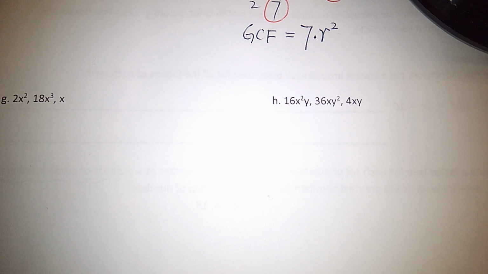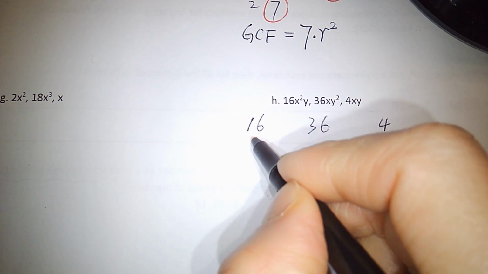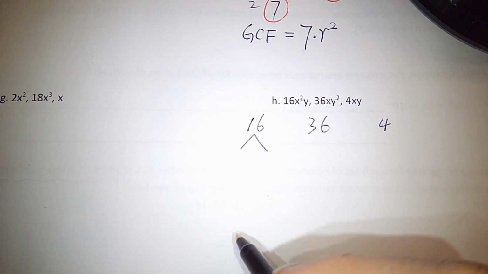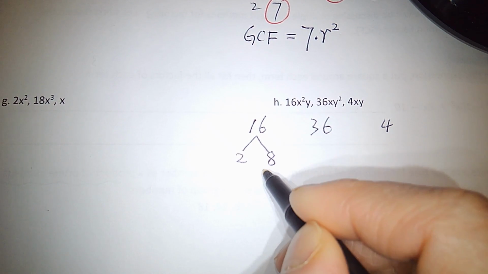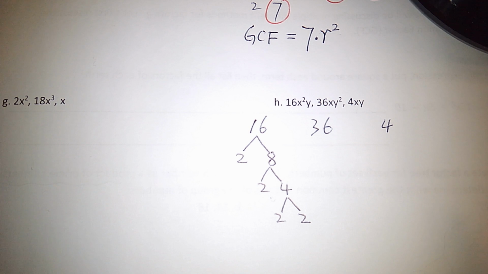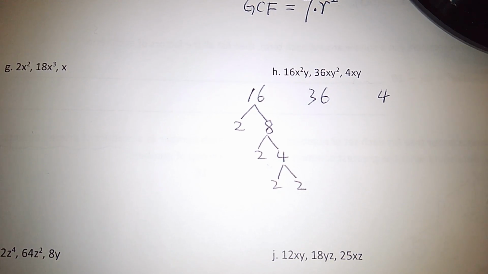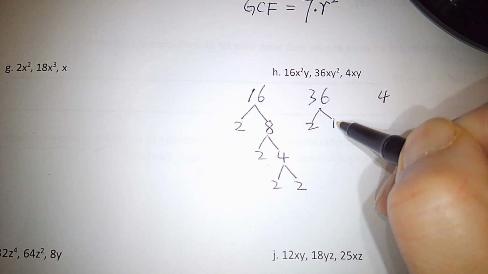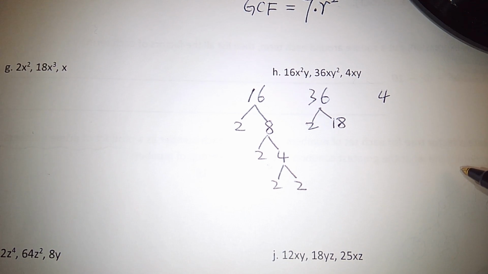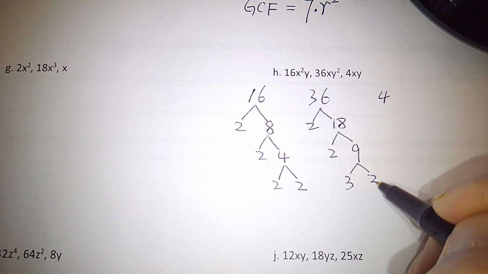For these 3 terms, we have a constant, we have variable x, we have variable y. So first, let's find the GCF for the numbers. 16, 36, and 4. So factor them in terms of the prime numbers. 2 by 8, 2 by 4, 2 by 2. So 2 times 2 times 2 times 2 equals 16. Right? And how about 36? 2 by 18. 2 by 9. 3 by 3.